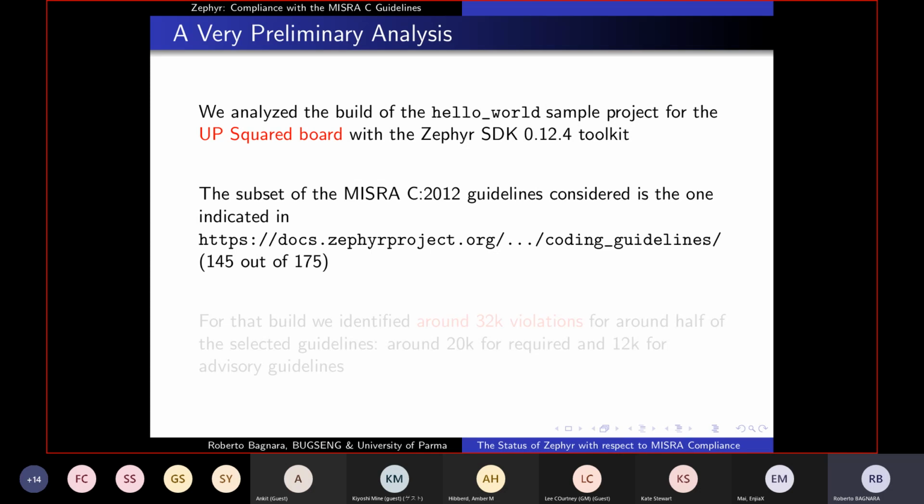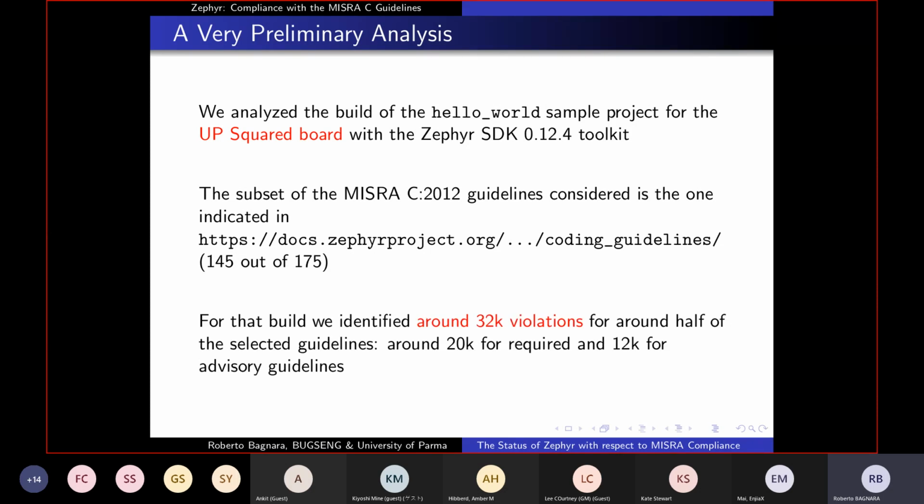And we have taken the subset of the MISRA C 2012 guidelines that are indicated in the coding guidelines section of the website where documents about Zephyr are kept. So 145 are selected out of 175. So in fact, there are 30 guidelines that are disapplied, so that are not applied.